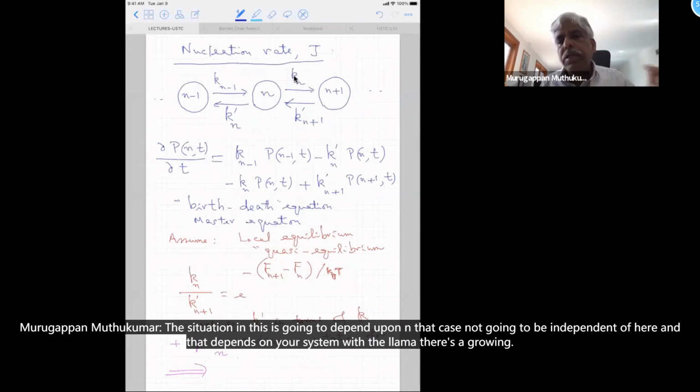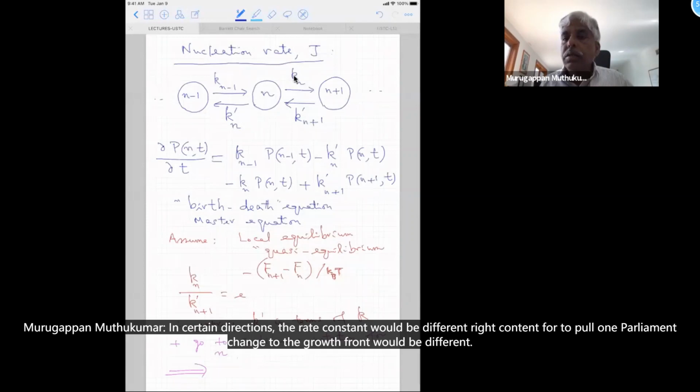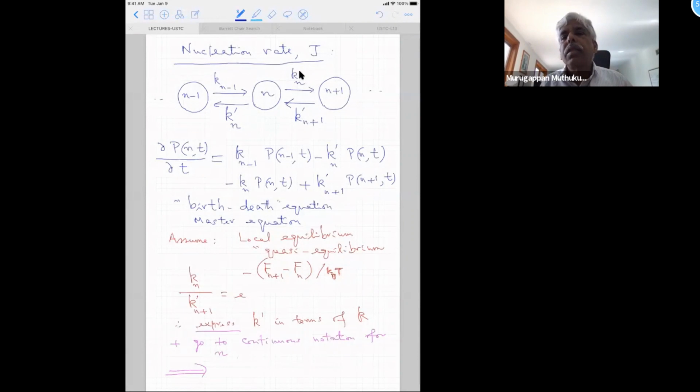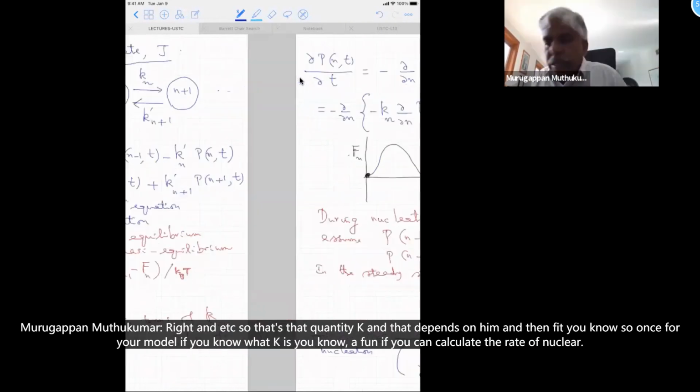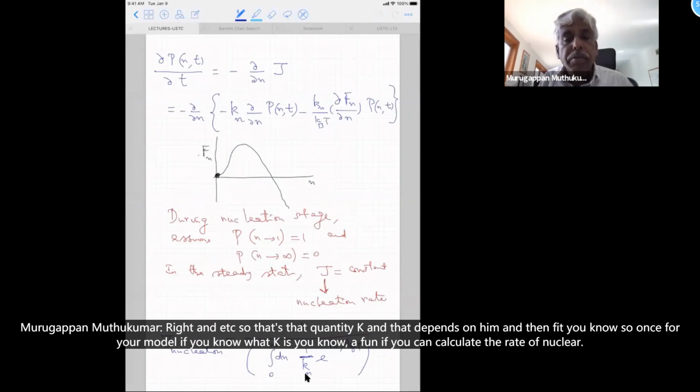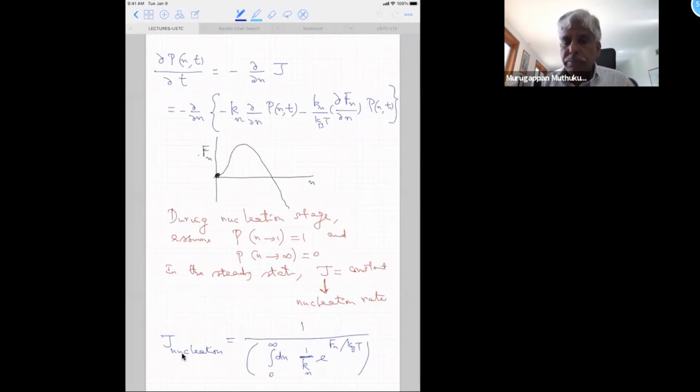If it's a lamella that's growing in certain directions, the rate constant would be different. The rate constant to pull one polymer chain to the growth front would be different, and so on. So that's that quantity Kn, which depends on n, and then Fn. Once for your model you know what Kn is and what Fn is, you can calculate the rate of nucleation.